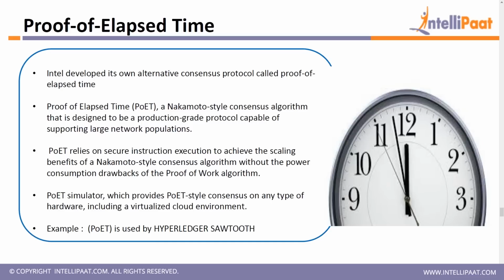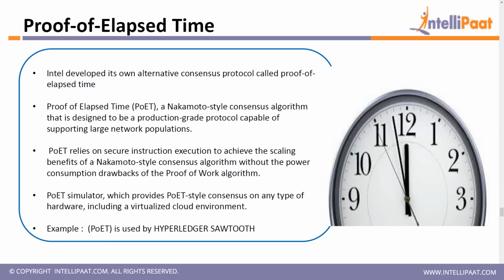Proof of elapsed time was introduced by Intel, which developed its own alternative consensus protocol called proof of elapsed time, based on the waiting time or idle time of validator nodes. Proof of elapsed time is a Nakamoto-style consensus algorithm designed to be a production-grade protocol capable of supporting large network populations. It means this was able to give a fair chance to all validator nodes to create new blocks inside the blockchain in large network populations. PoET relies on secure instruction execution to achieve the scaling benefits of a Nakamoto-style consensus algorithm without the power consumption drawbacks of the proof of work algorithm.